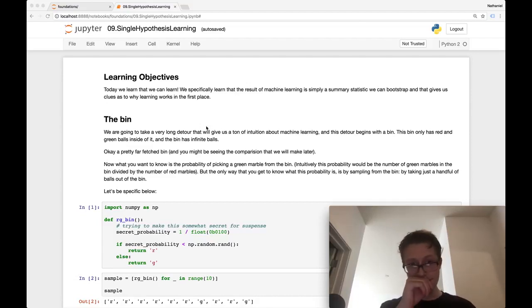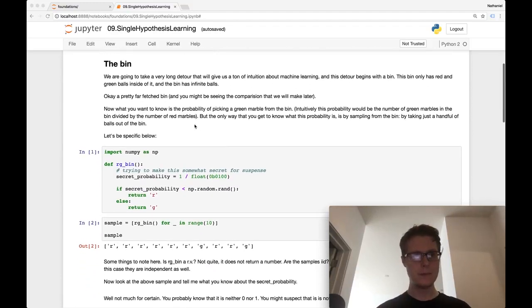So I'm going to make a tangent. This will sound like it's completely different, but it's going to be very similar. I'm going to start off by talking about a bin. Imagine I've got a bin or a barrel, and it's filled with balls, and the balls are either red or green, and there's an infinite number of balls in there. So there's an infinite number, but there's a ratio of red balls to green balls, right?